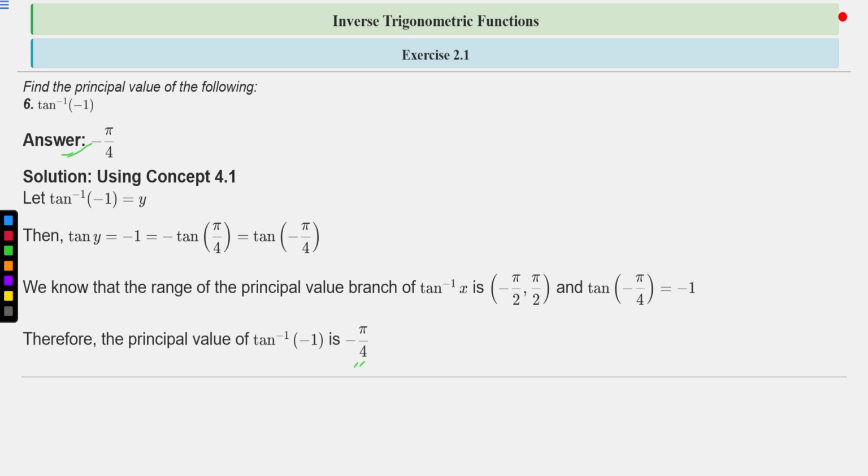See, I am speaking loudly as far as possible. You can increase your system sound so that you can easily hear, right? Okay.